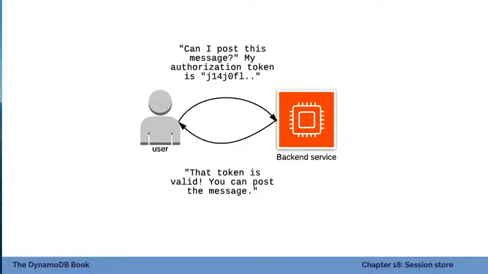Once we have that token, the user wants to post some message and they say, hey, can I post this message? Here's my authorization token that you gave me already. Backend service is going to take that token, look in their session store, look it up, make sure it's who they claim it is, and then enable them to post that message and respond back saying, hey, that was valid. You can post this message. It all worked.